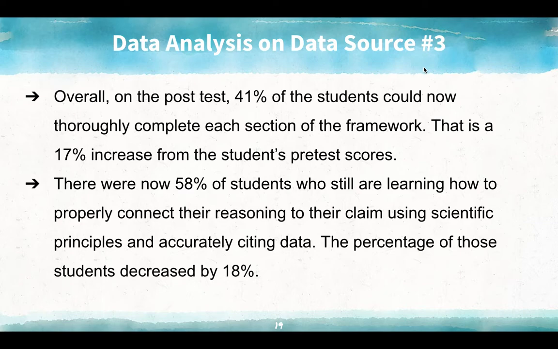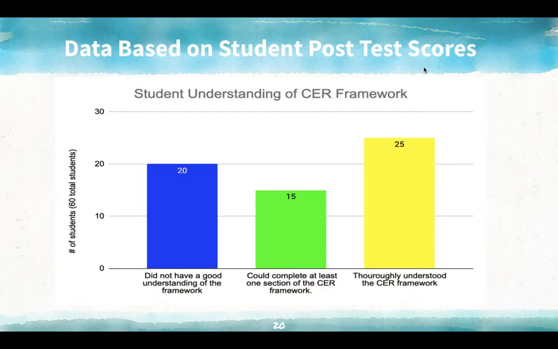And now 58% of the students were still learning how to properly connect their reasoning to their claim using scientific principles and accurately citing data. That actually decreased by 18%. Here is another graph that shows now 20 students did not have a good understanding of the framework. 15 students could complete at least one section of the framework, and now 25 students thoroughly understood the claim, evidence, reasoning, which was a substantial increase from the pretest.